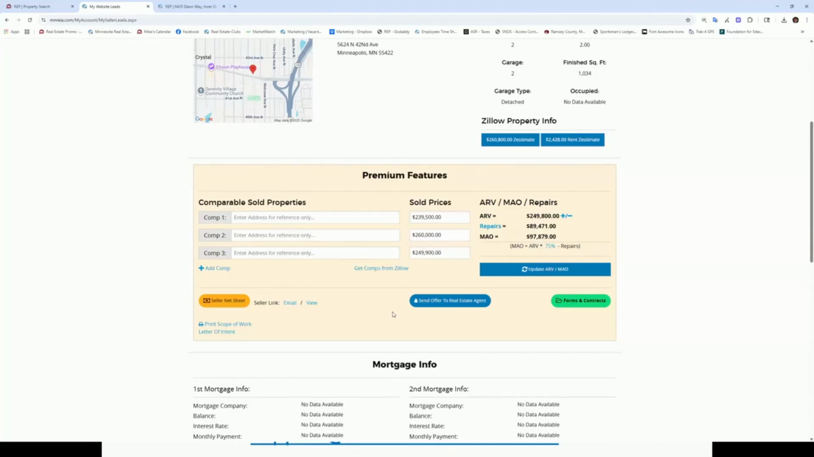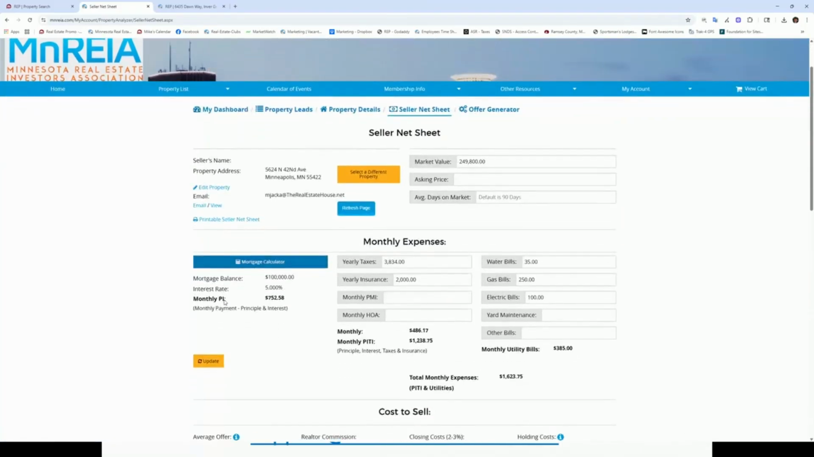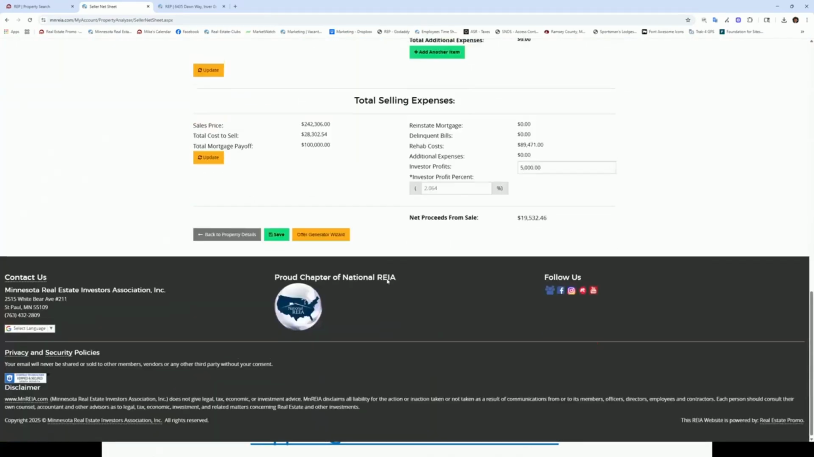Now, the next step we want to do is go into the seller net sheet. The seller net sheet is a negotiating tool that we're going to work with the seller to go through, and help the seller understand what their net would be on that property. So if they sold this themselves, did the renovation on the property, put the property on the market at full retail value, accepted an offer, paid off their underlying mortgage, paid off their expenses, their holding costs, everything else, what would they net?